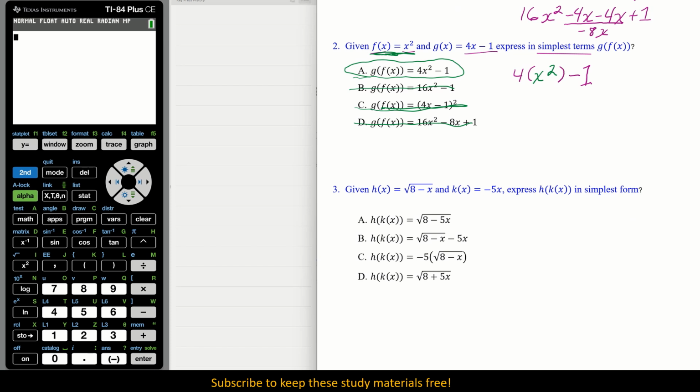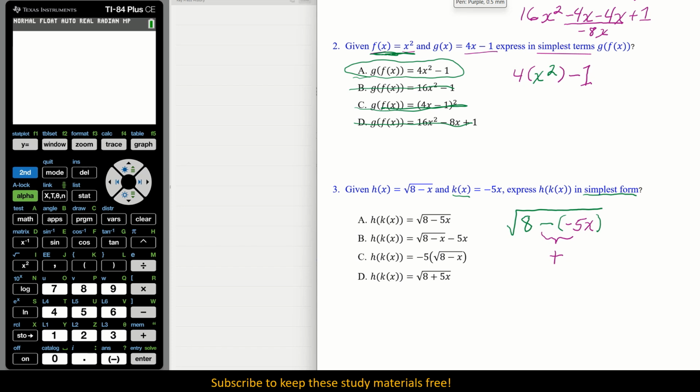Okay, number 3, given h of x equals the square root of 8 minus x and k of x equals negative 5x, express the composition h of k of x in simplest form. This means our k of x will go into our h of x. So if we put our h of x there, we have the radical of 8 minus, and then in parentheses, we'll put in whatever our k is. Well, our k of x is negative 5x, and a negative and a negative is positive, because technically we're multiplying.